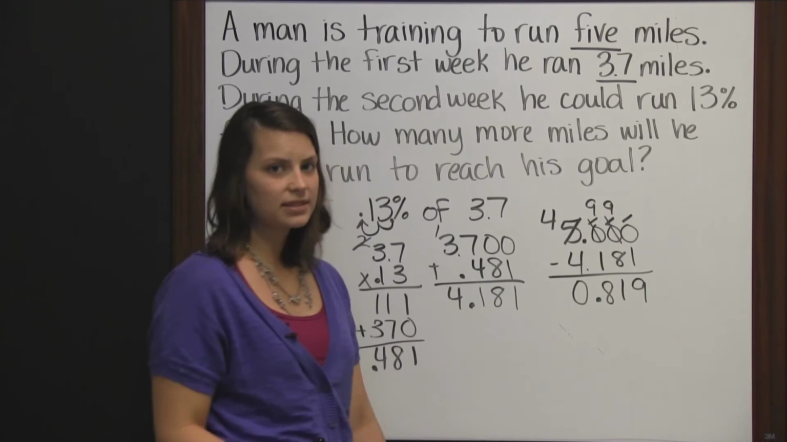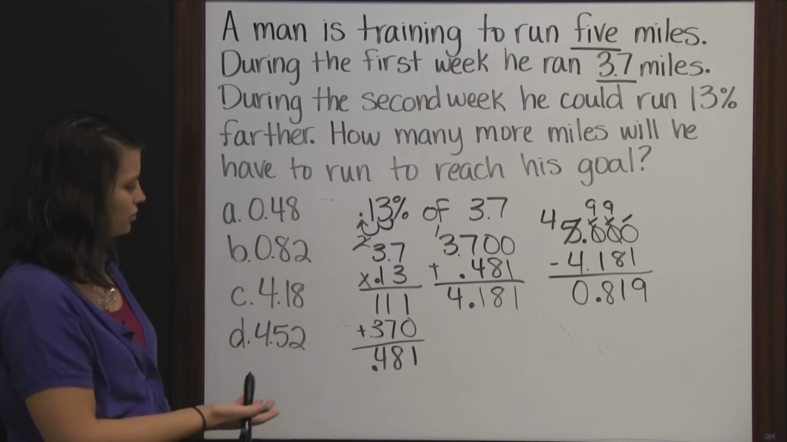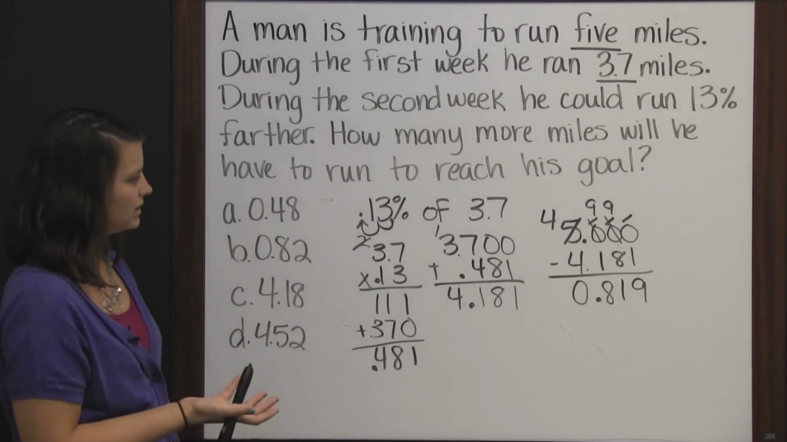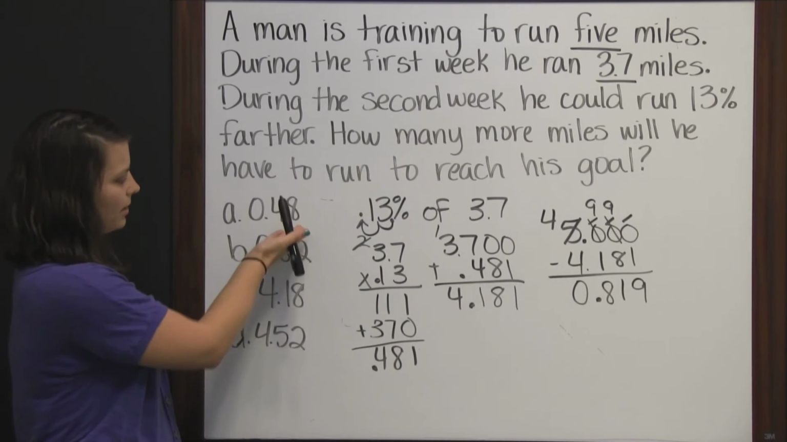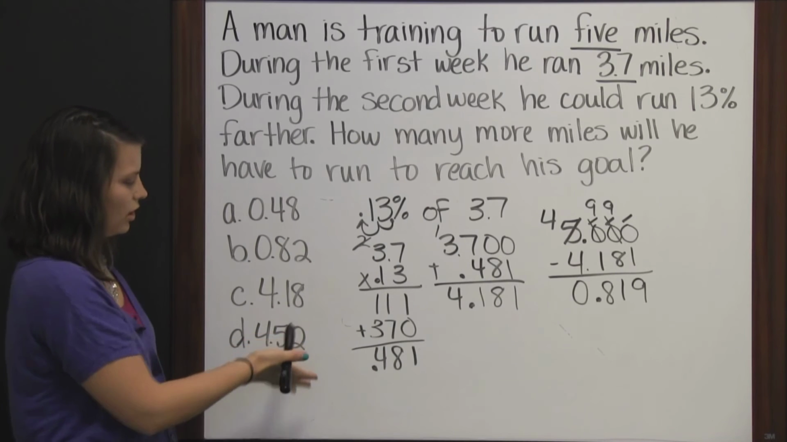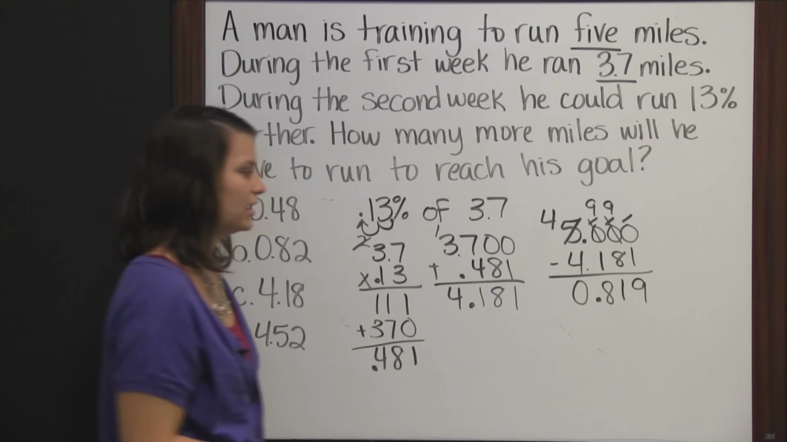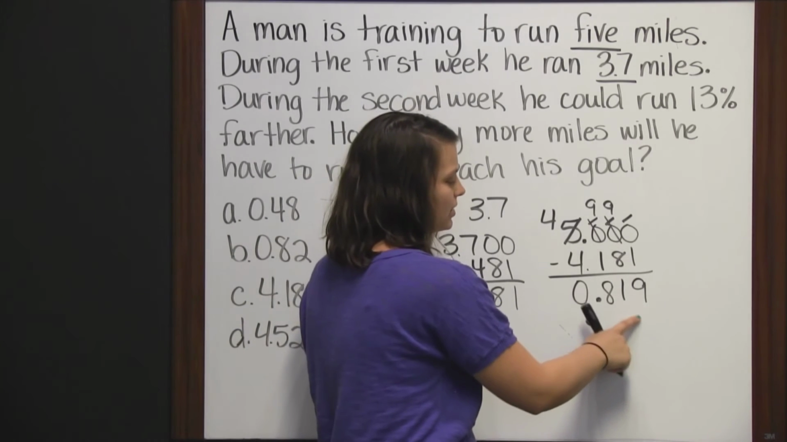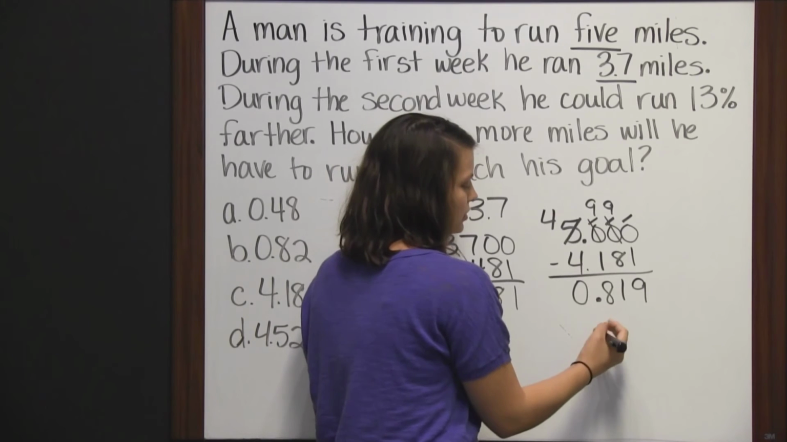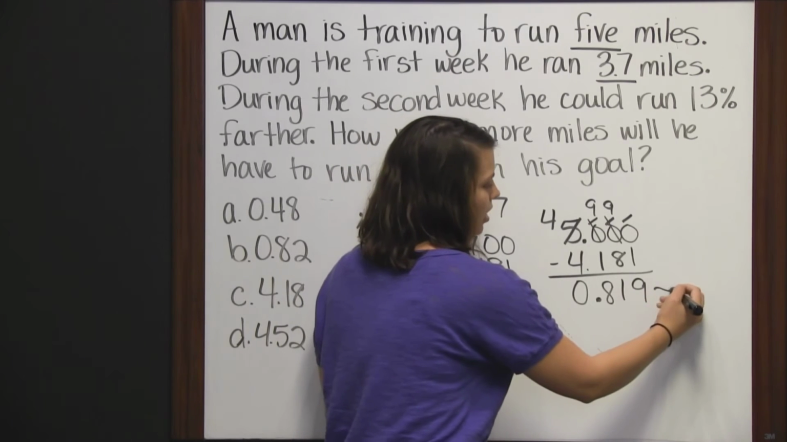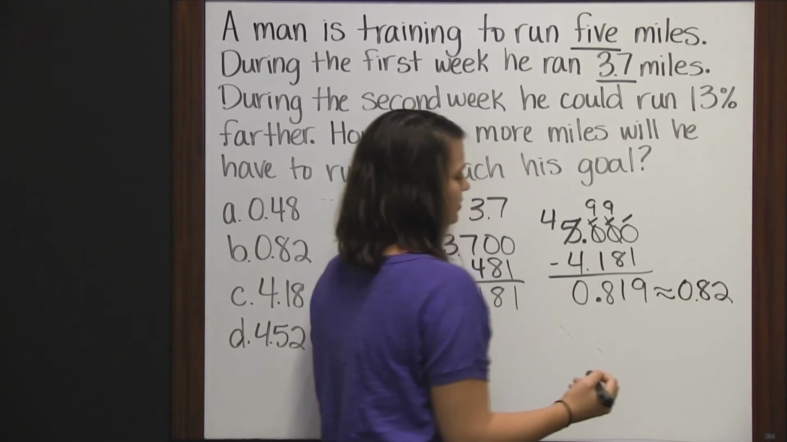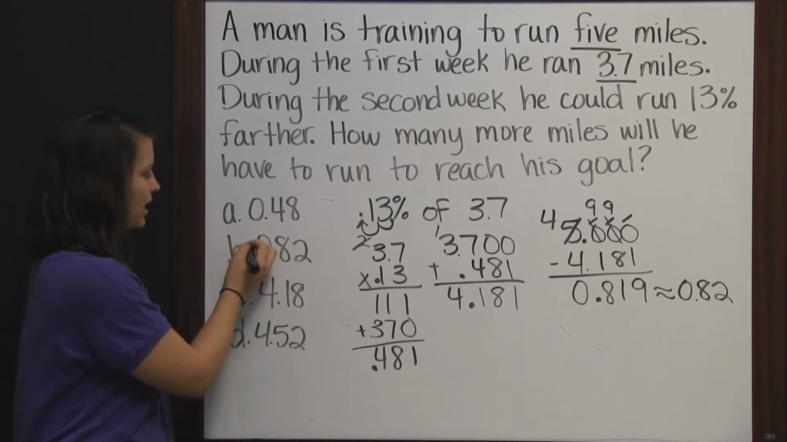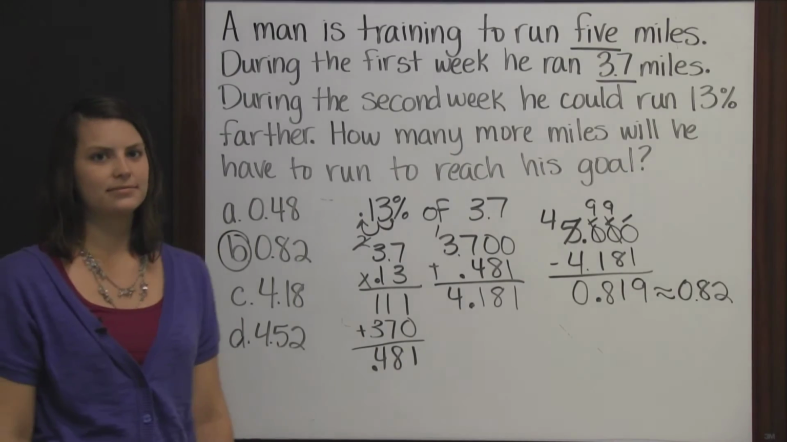819 thousandths. And then if we look at our answer choices, we don't see any that say 819 thousandths. They all stop at the hundredths place, which means we need to round our answer. So the 9 tells the 1 to go up to a 2. So this is approximately 82 hundredths, which would be answer choice B.